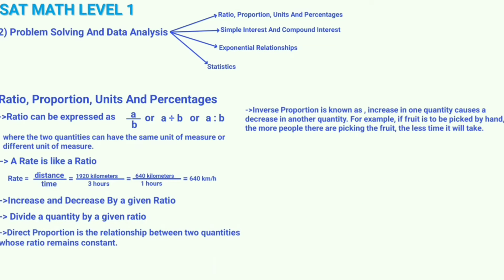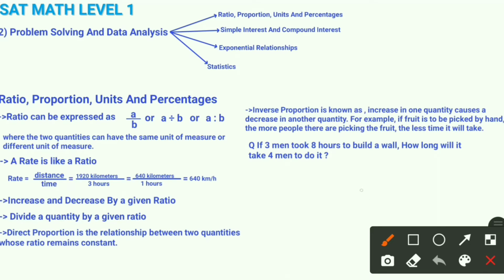Inverse proportion means an increase in one quantity causes a decrease in another quantity. For example, if fruit is to be picked by hand, the more people there are picking the fruit, the less time it will take. Question: if three men took 8 hours to build a wall, how long will it take 4 men to do it?